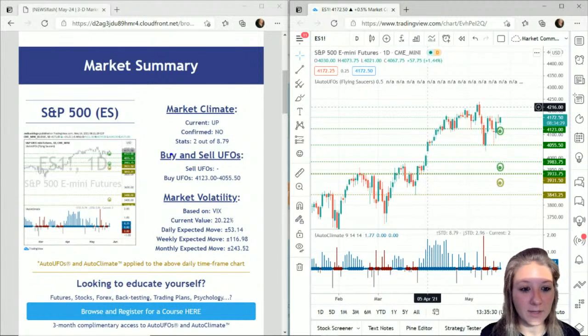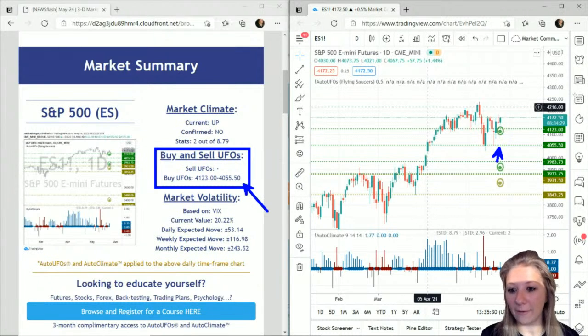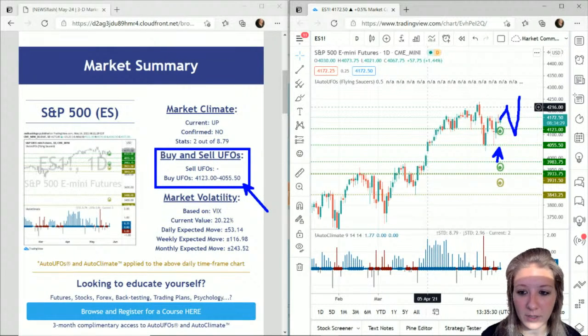Now, in terms of buy and sell UFOs, no sell orders above us, but we do have buy orders just here at 41.23 even to 40.55.50. So if this market was to confirm itself to the upside and then take a retracement, we would potentially buy here. But of course, we need to see what happens over the next few days.